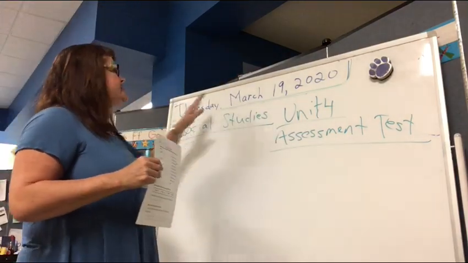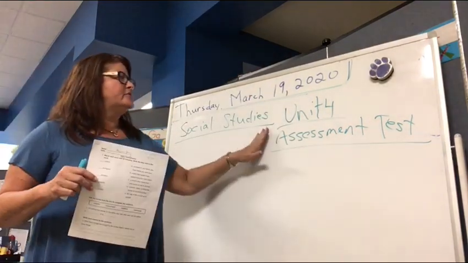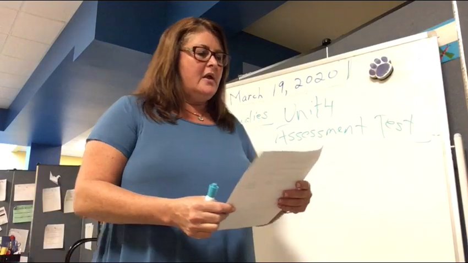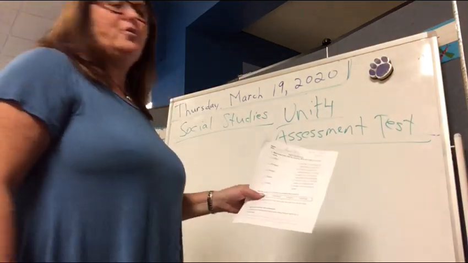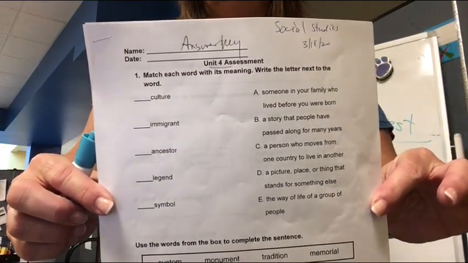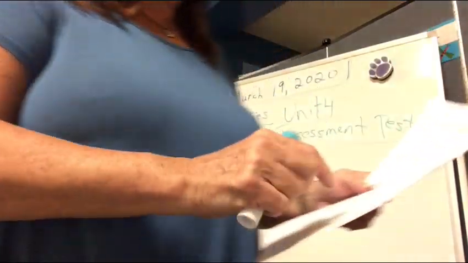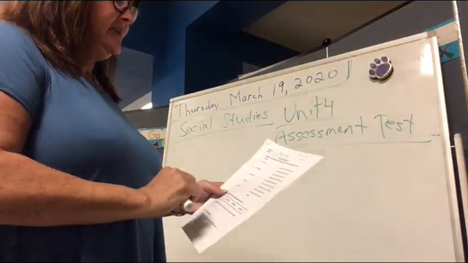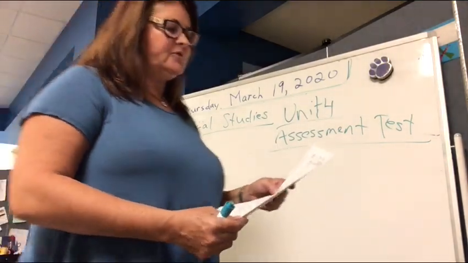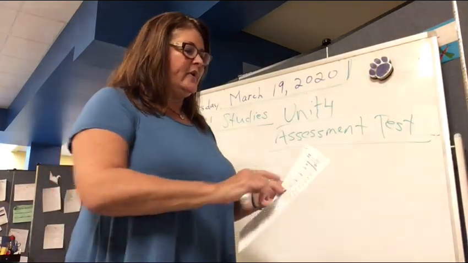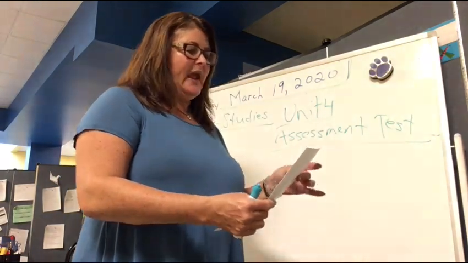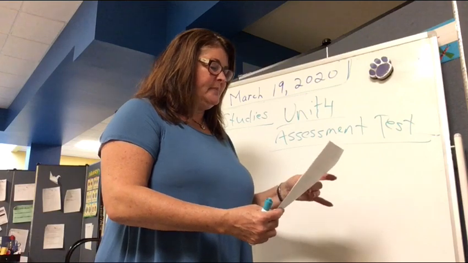So today is Tuesday, March 19th, 2020, and we are doing social studies, the Unit 4 assessment test. I'm going to read it to you. Number 1, match each word with its meaning. So the first word is culture, immigrant, ancestor, legend, and symbol. We went over all these words in class, so you guys should know what is a culture. We did culture and customs. We did immigrants. We did ancestors, legends, and symbols.